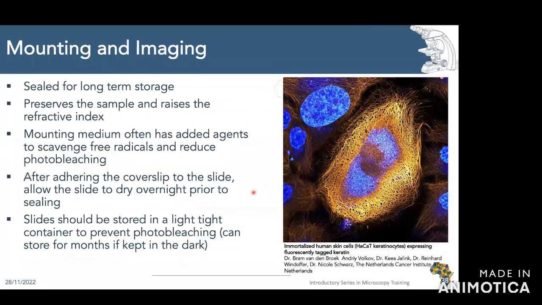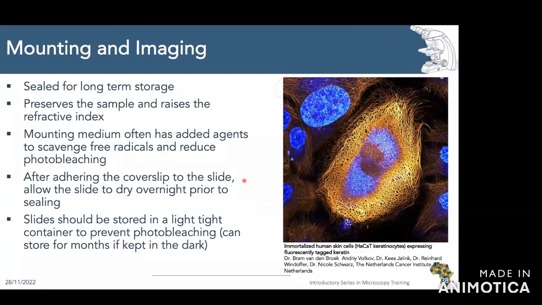So finally, we've done our fluorescent staining and washing. We're ready for mounting and imaging. You need to seal your sample and preserve it for long-term storage. Usually your mounting media will do a lot of things at once. They have agents that scavenge free radicals, preserve the samples, raise the refractive index so that it's appropriate for your microscope, and reduce photobleaching.